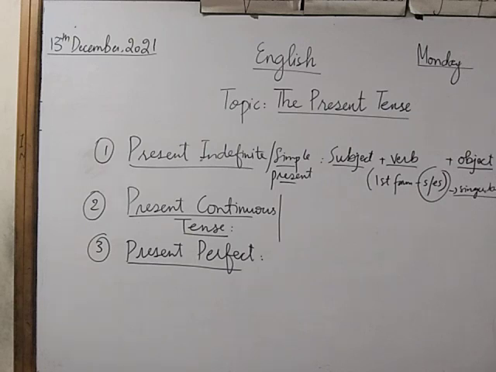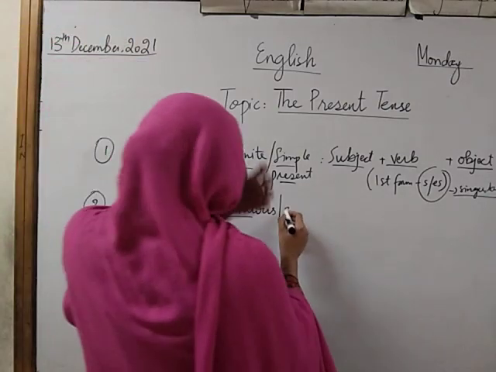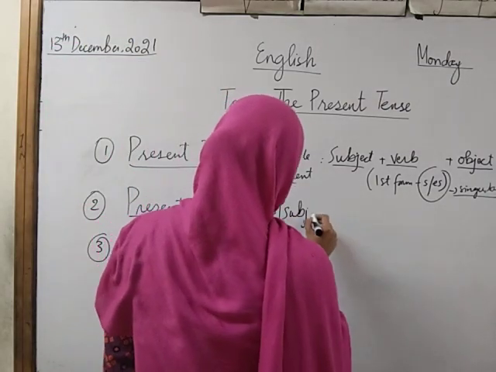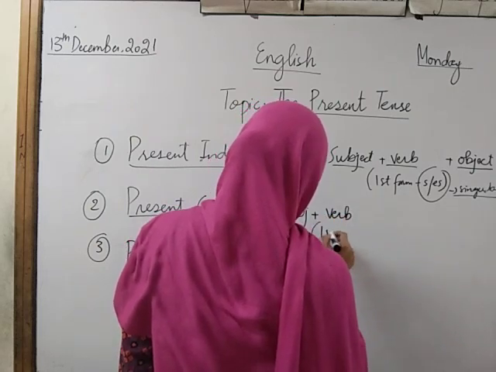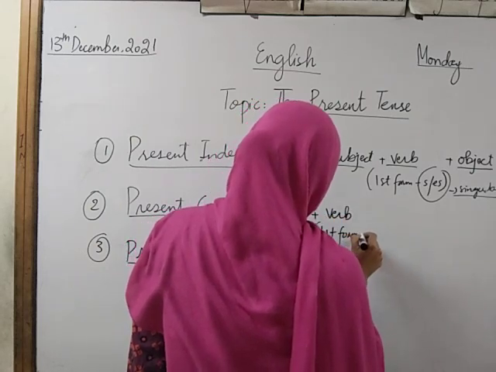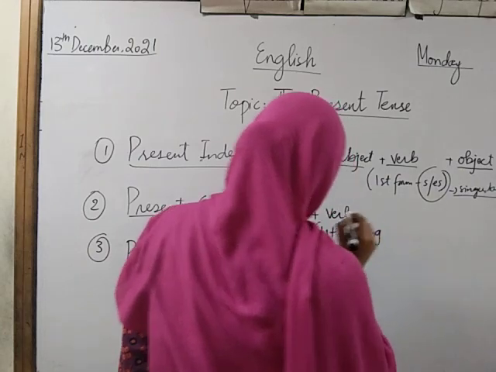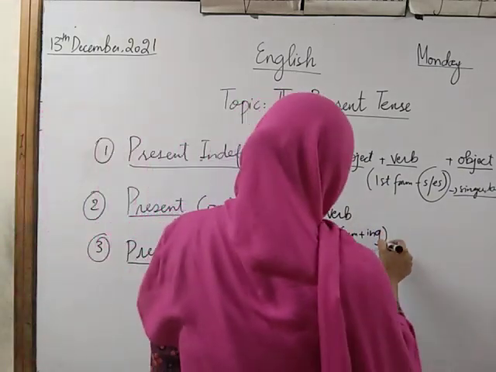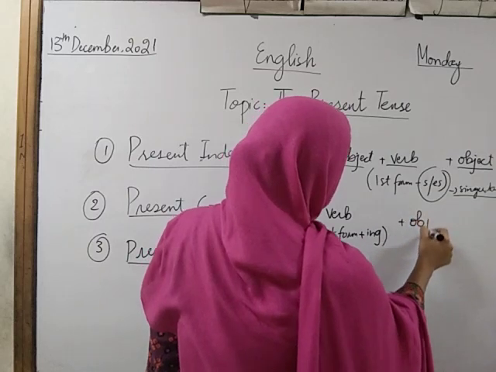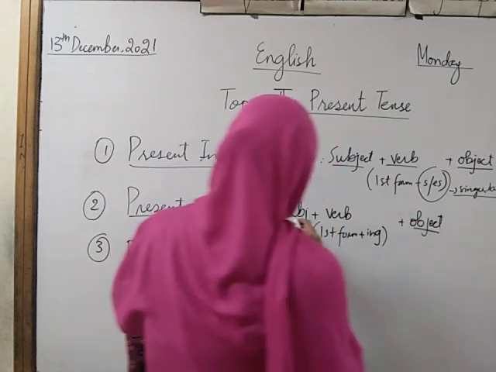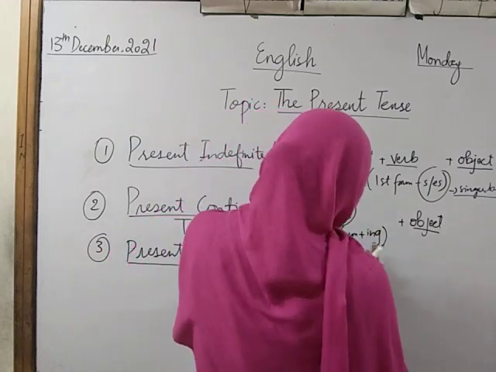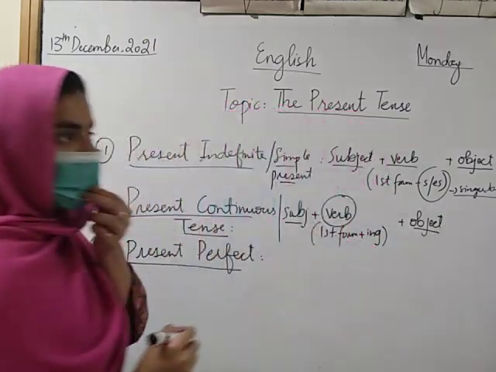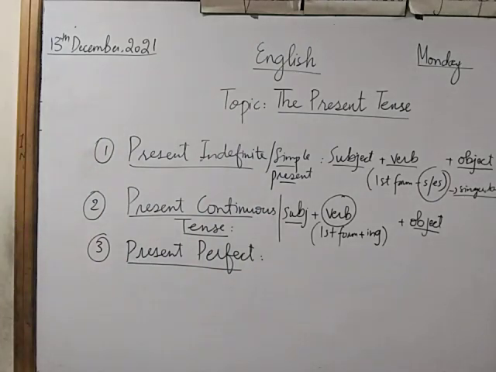Okay, let me write it for you. Subject plus verb that has first form plus ing at the end. And then I have my object. Subject, verb, first form of verb plus ing and my object. So this is the structure of present continuous tense.